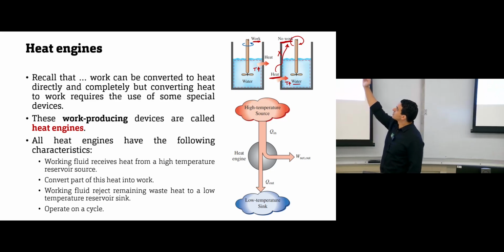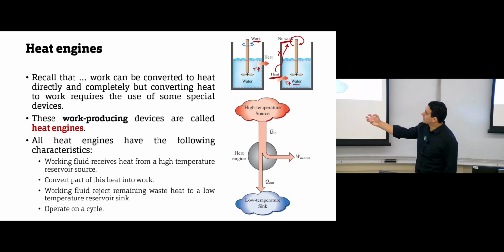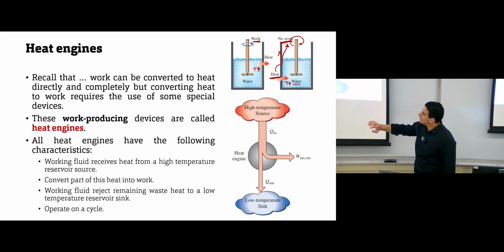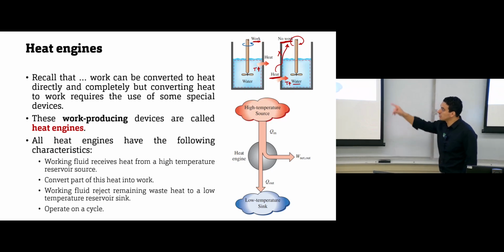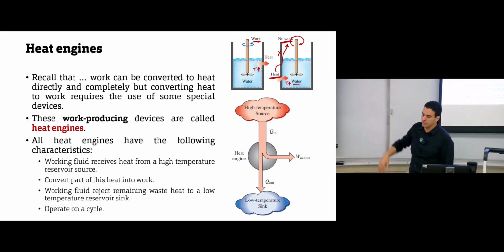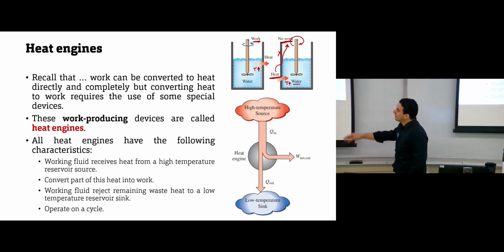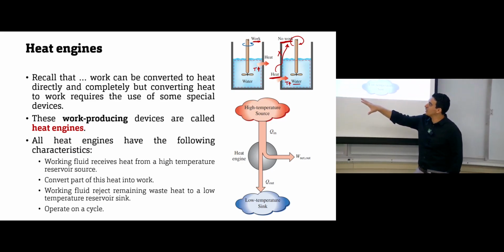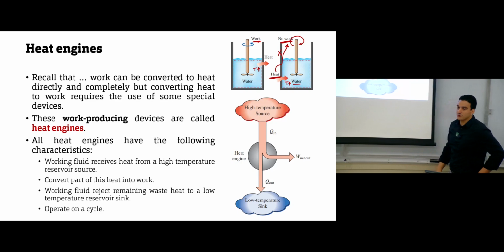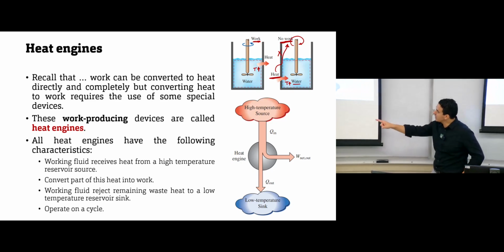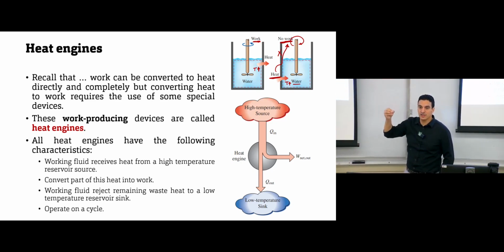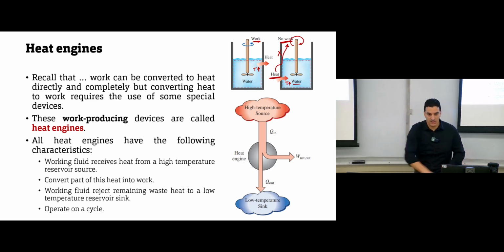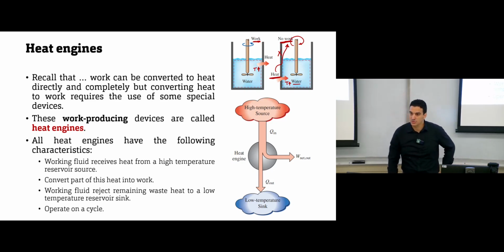This working fluid starts at the high temperature source, it gains temperature, it receives heat from this source. Then it converts part of this heat into work through the heat engine. We will explain the components of the heat engine later. Then we will have the working fluid come to the sink, reject any waste heat to this low temperature reservoir sink. And then we have a cycle, it returns back to the source, receives heat, goes to the engine, produces work, any waste heat it rejects to the sink, and goes back to the source and completes the process.